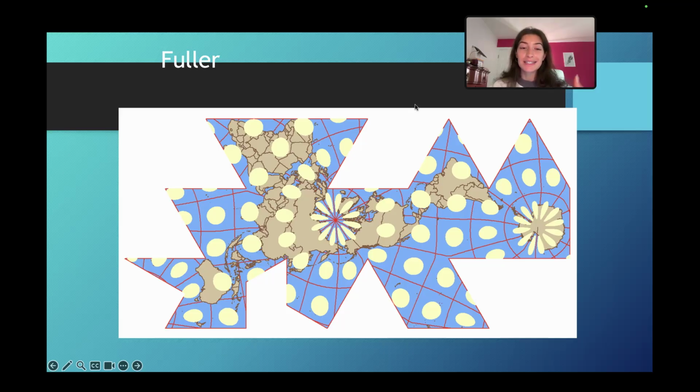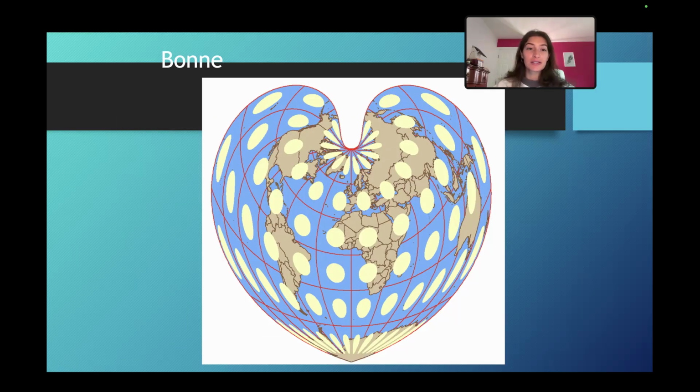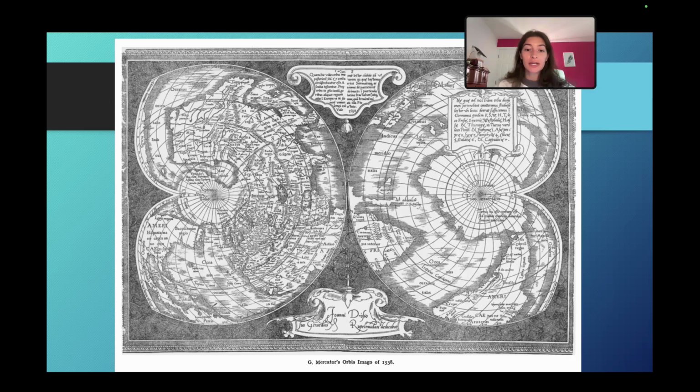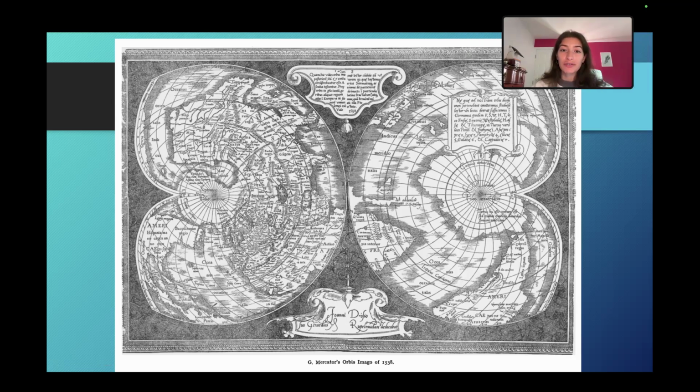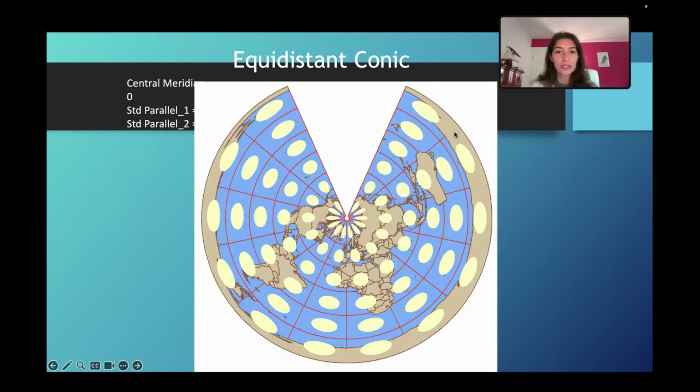This is one of his projections, though. This is the Bonne projection. Looks like a heart. This is an old Mercator projection from way, way back. You saw this many slides ago now at this point.